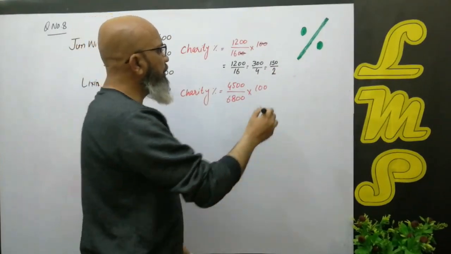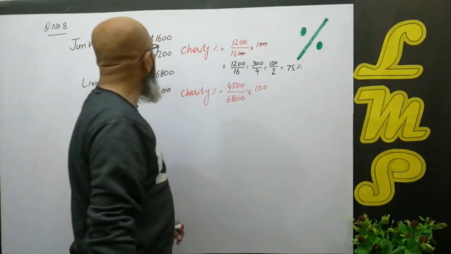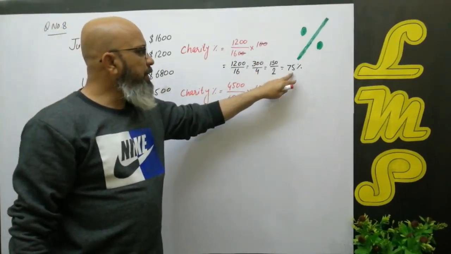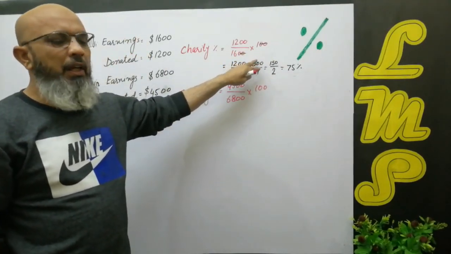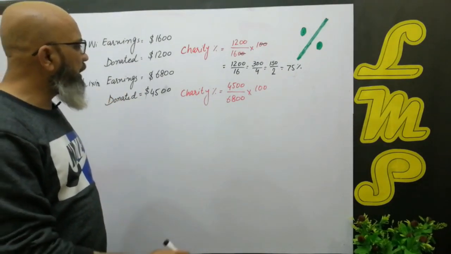So further division, you can do it very easily, that is 75%. It means John V charitied or donated 75% of his total income. So now we will see how much percentage Lixon donated.